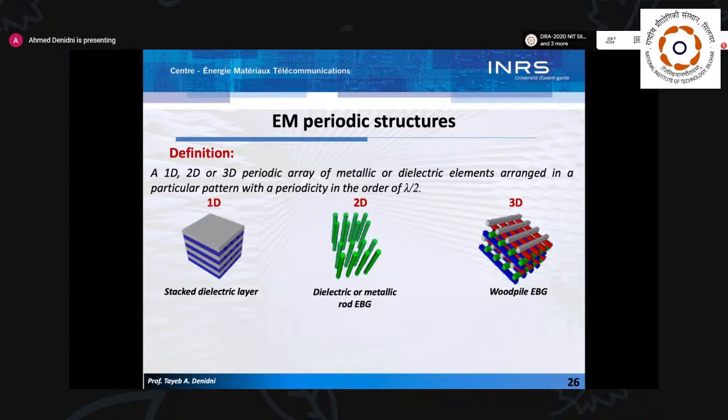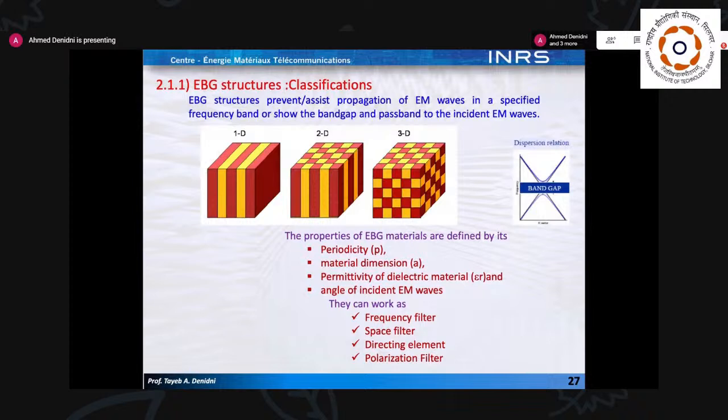This is a very, very important feature that we can use for designing antennas and to resolve some problems in antenna design. This is just an example for 1D, 2D, and 3D. The behavior depends on the periodicity, the materials, the permittivity of the material, and the angle of incidence. In the end, this structure looks like a frequency filter or space filter, and it can also be a directing element or polarization filter.